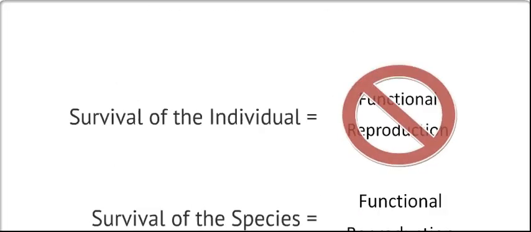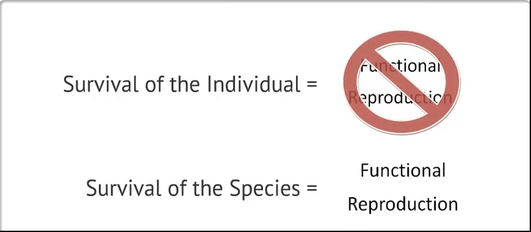Reproduction is one of the characteristics of life. Even though a functional reproductive system is not a system that is essential for the continued survival of the individual, it is required for the continued survival of the species. That is because organisms need to replace themselves with the next generation.